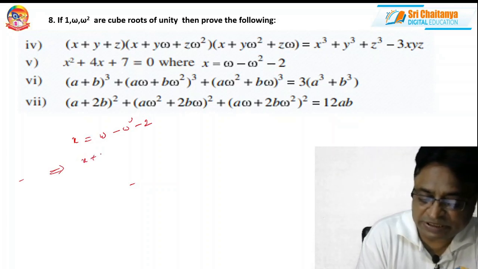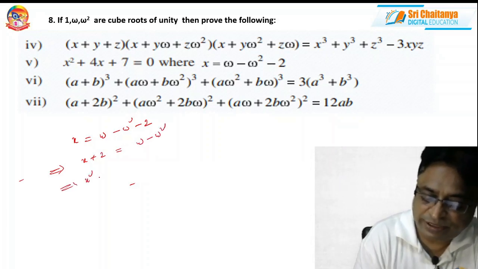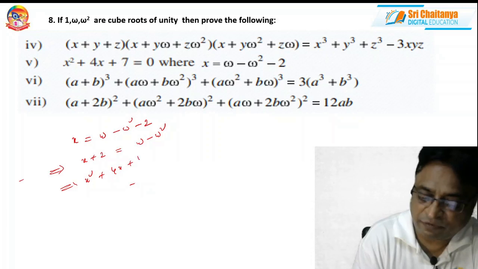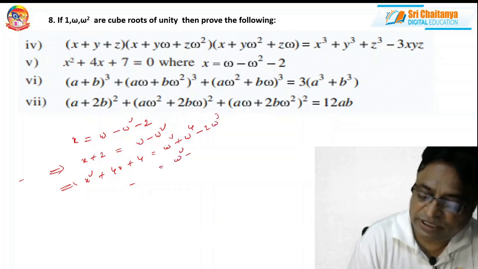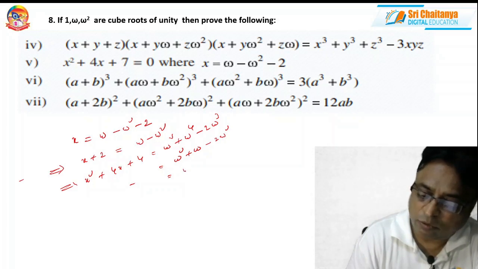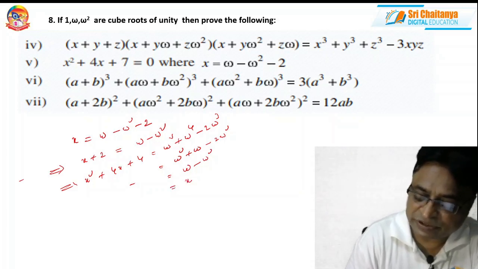So what is my x plus 2? This is omega minus omega square. Now squaring on both sides. So x square plus 4x plus 4 equals omega square plus omega power 4 minus 2 omega cube. This is omega square, and omega power 4 is omega, and minus 2 omega cube is minus 2, so it becomes omega minus omega square. Again my omega minus omega square is x plus 2, I can write.